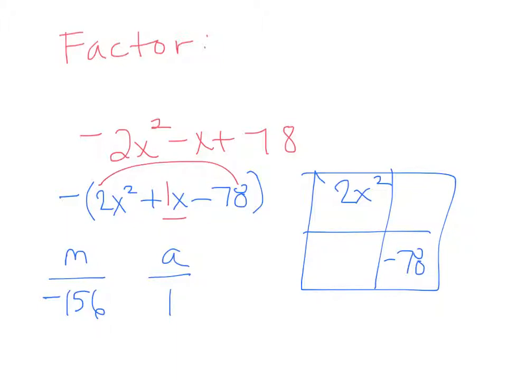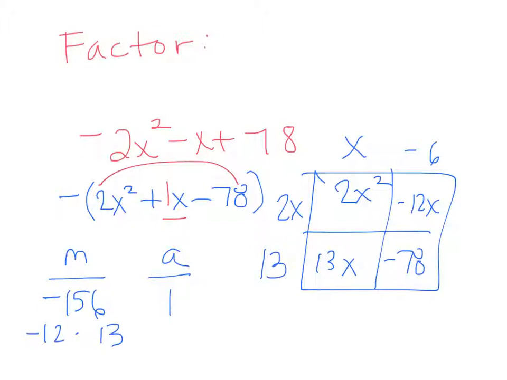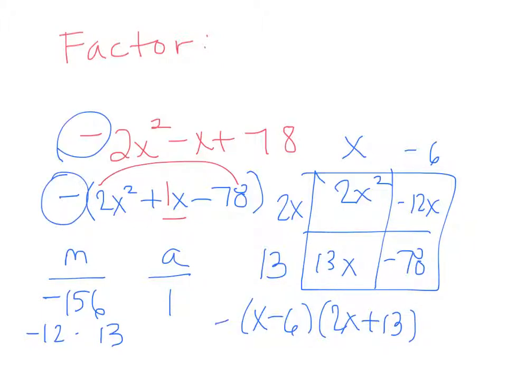If you go through your multiples of 156, 1 times 156, 2 times whatever, 3 times whatever, 4 times whatever, you will find out that 12 times 13 equals 156. And I know that I can get a 1 from that if I put a negative sign on my 12. So 12x and 13x become my 2 middle terms. And from here, we're going to pull out our GCFs. So these have an x in common, and these have a negative 6 in common. These have a 2x in common, and these 2 have a 13 in common, giving me my answer of x minus 6 and then 2x plus 13. Don't forget to carry that original negative sign down as part of your GCF. That becomes part of our answer, and then we're finished.